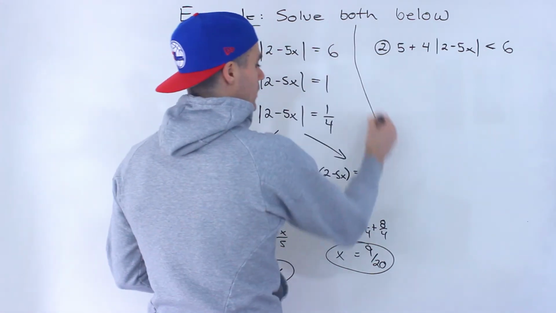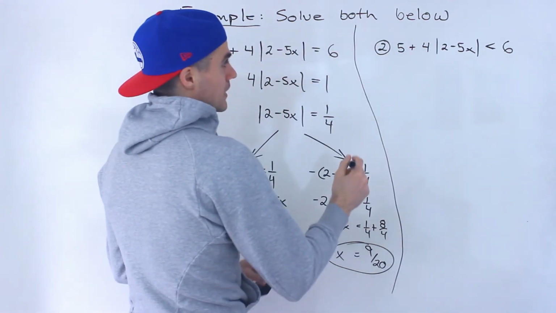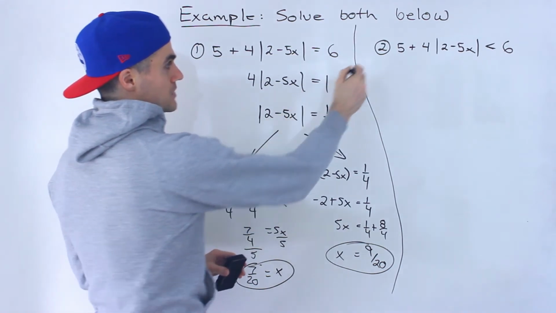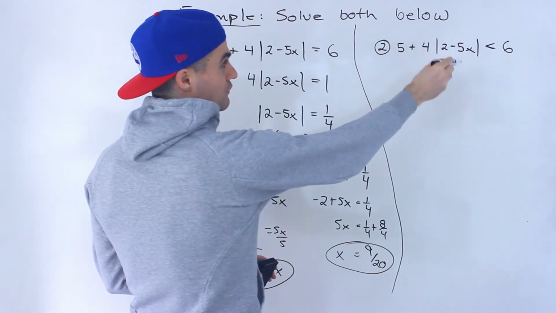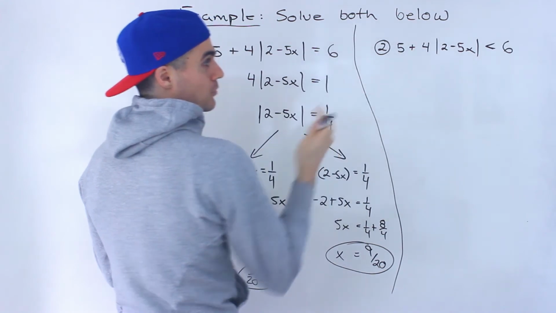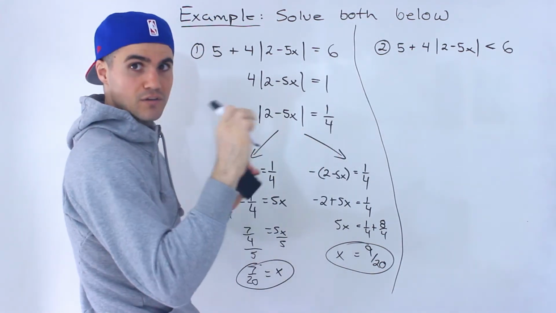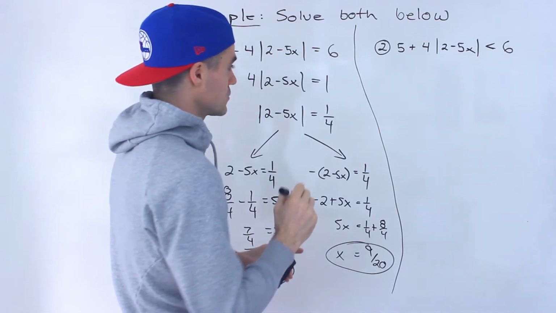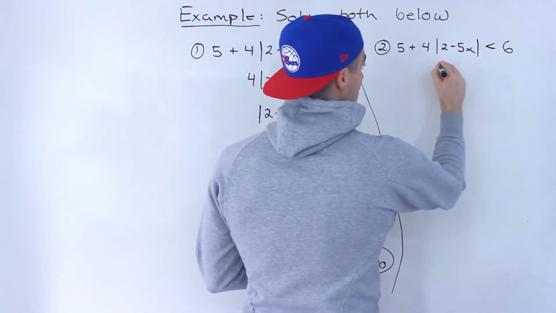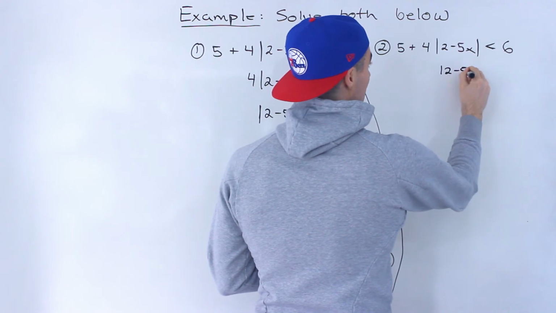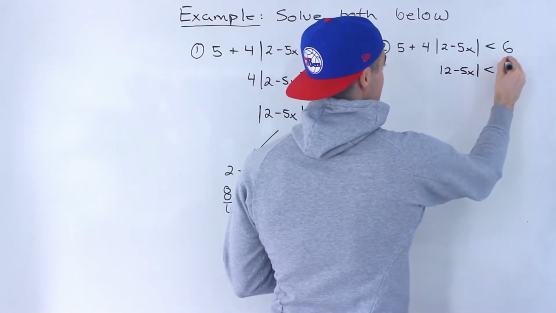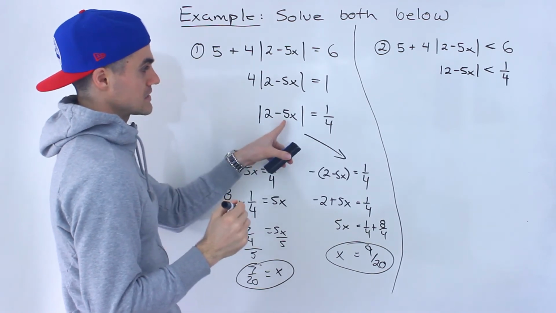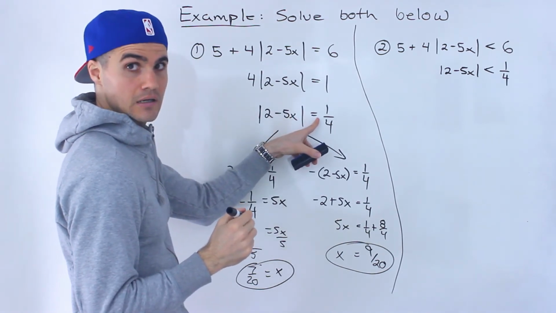Now for this one, notice it's an inequality, but the same sort of thing applies. We want to get to this point. So notice it would be the exact same process. Bring the 5 over, and then divide both sides by 4. And because we're dividing by a positive, we don't have to worry about flipping that inequality sign. So we would end up having the absolute value of 2 minus 5x is less than 1 over 4, like that. So exact same here, it's just this would be a less than sign.